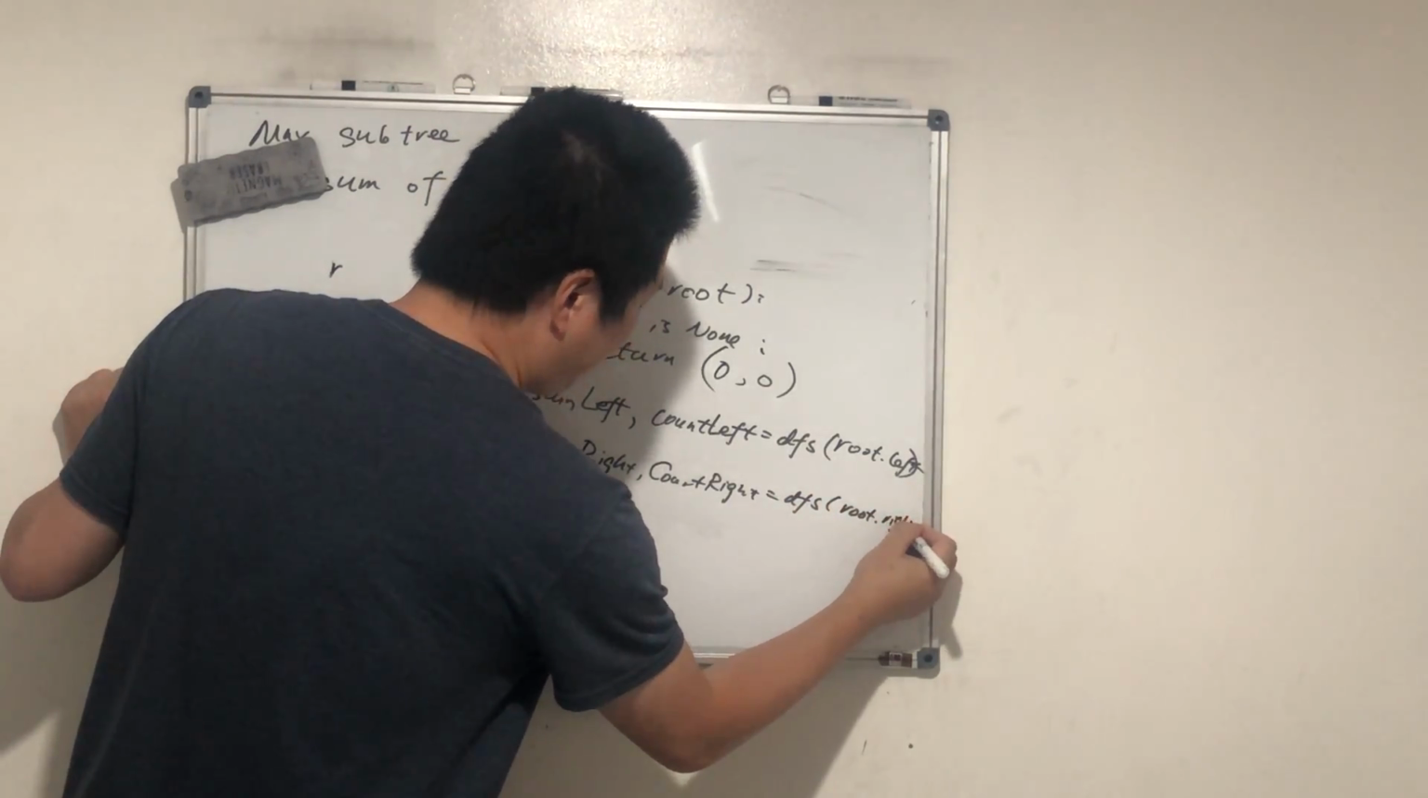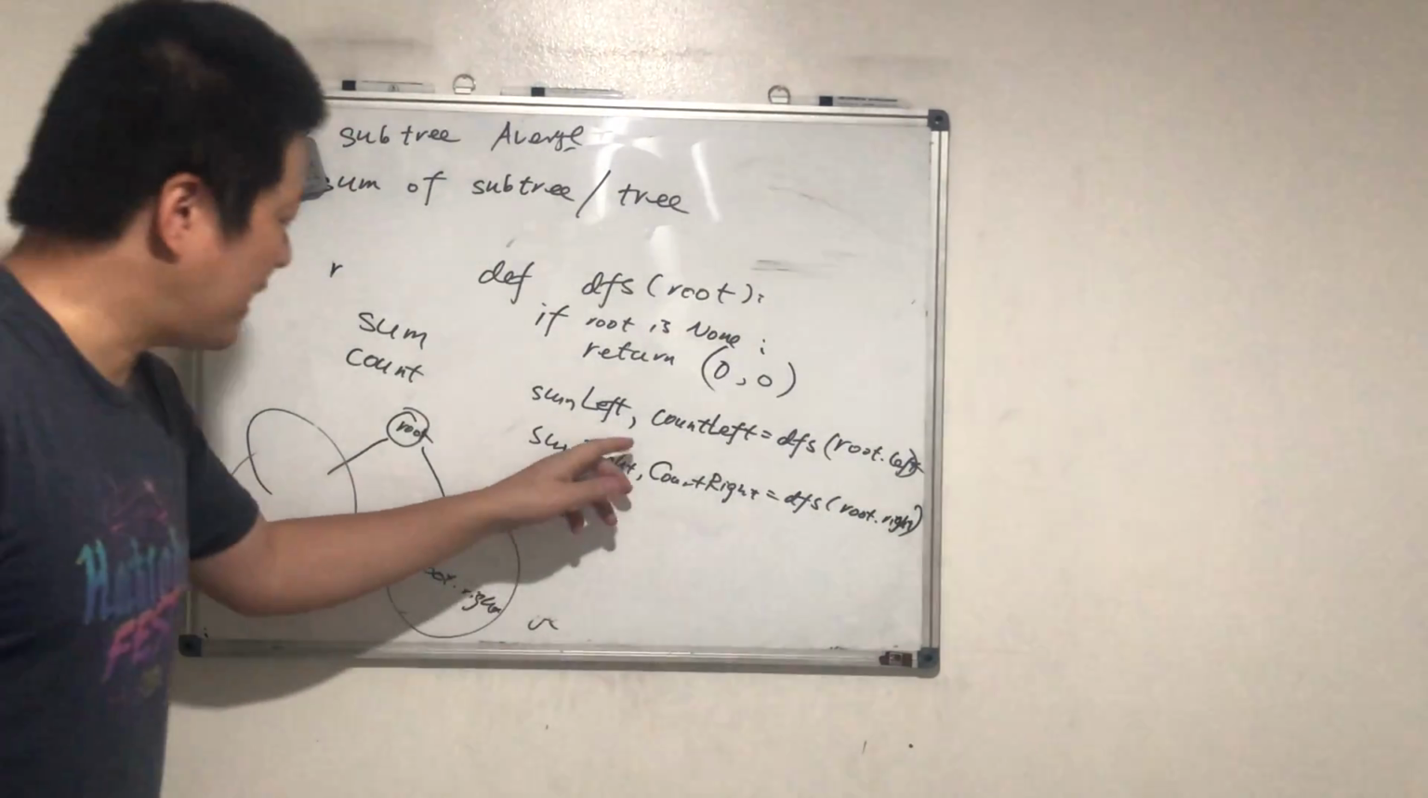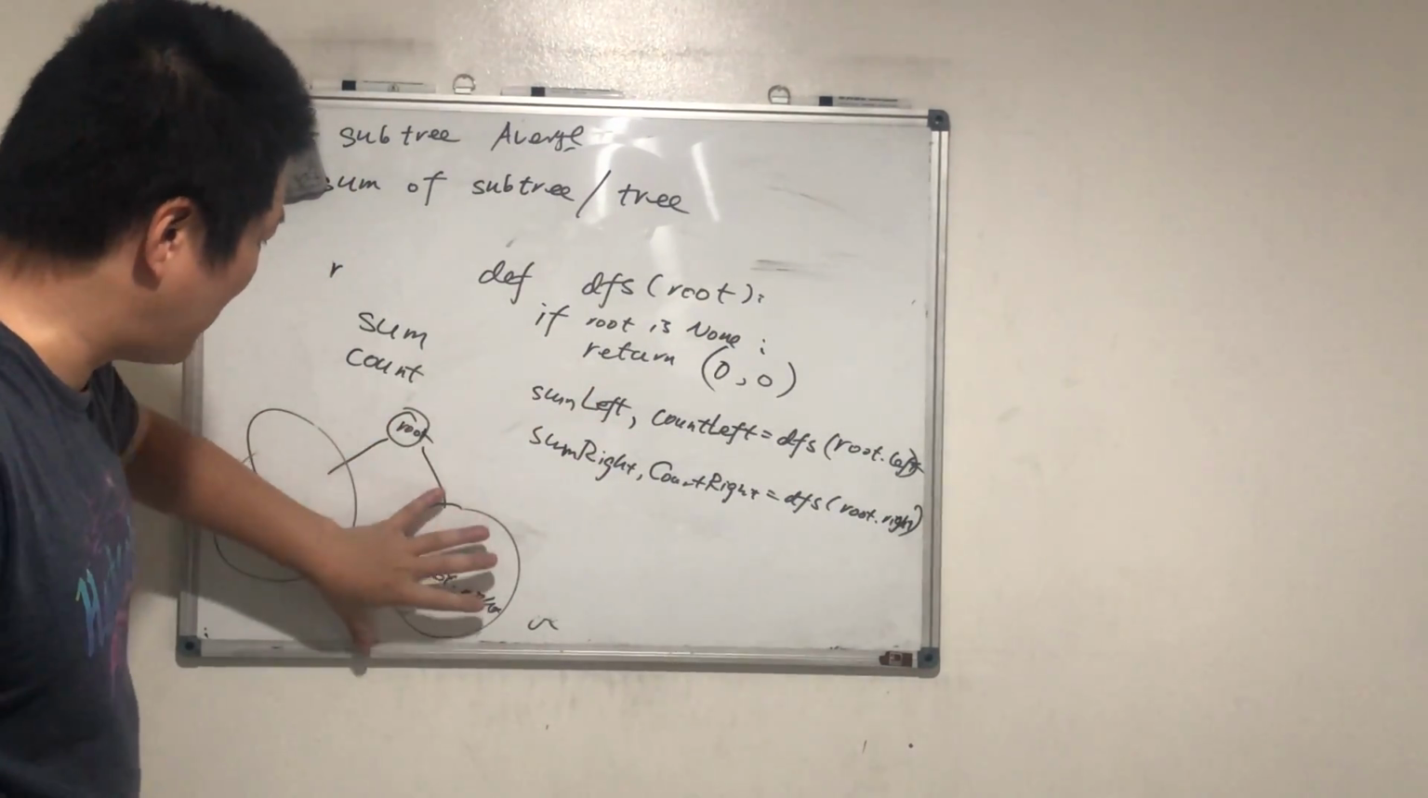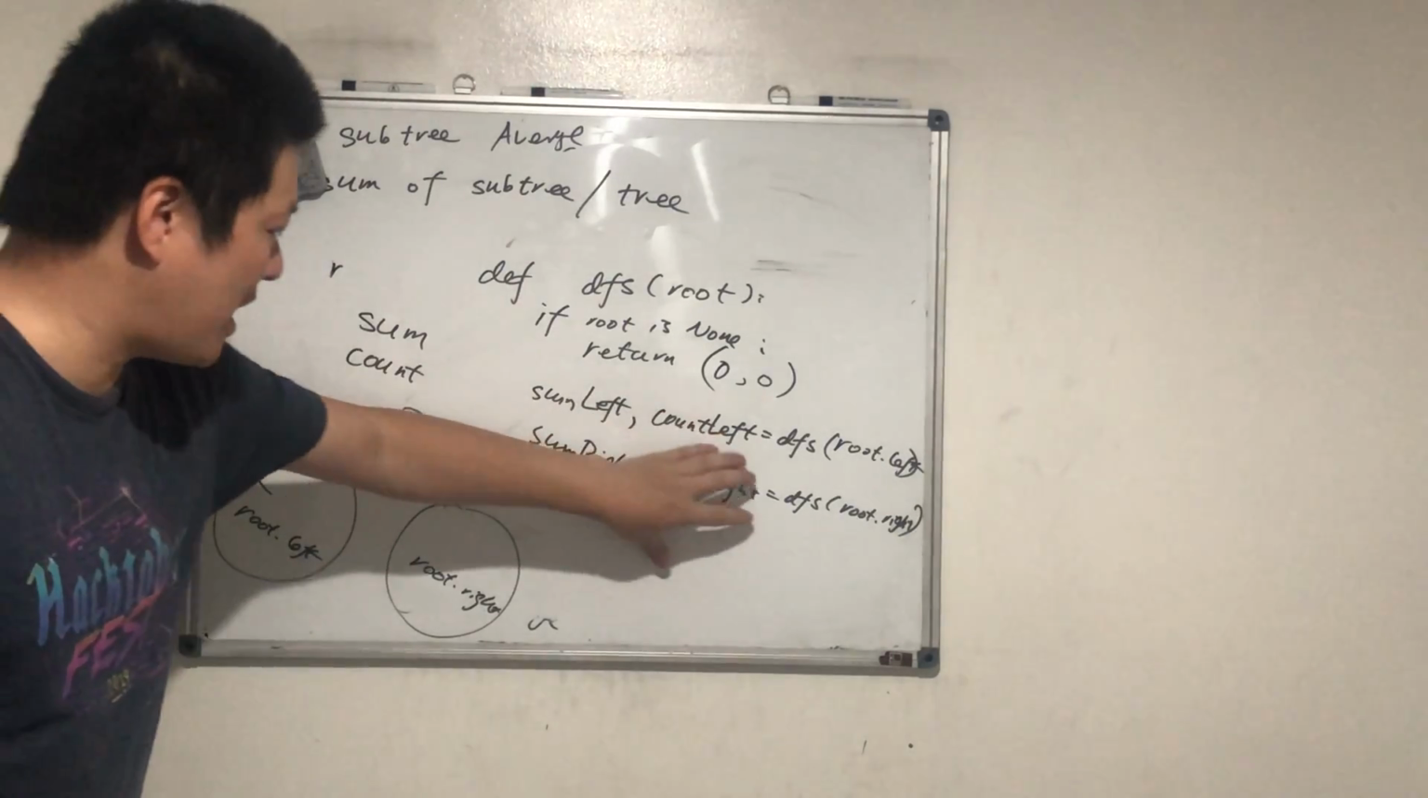Okay, so now we have the sum of left and we have a sum of right. We have a count of left. We have count of right.